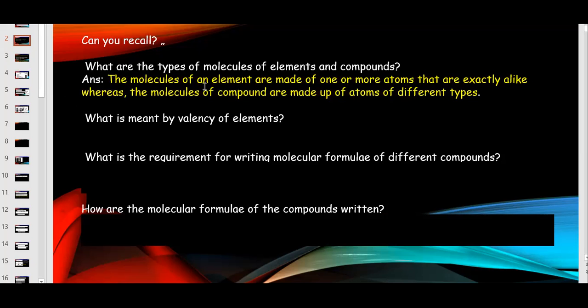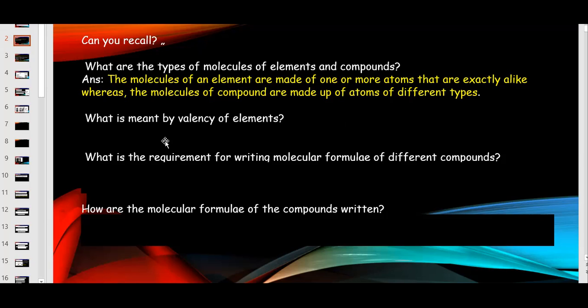The molecules of an element are made of one or more atoms that are exactly alike. In a molecule of an element, there is more than one atom, and they are alike. Whereas the molecules of compounds are made up of atoms of different types. When we say molecules of a compound, they are made up of different atoms of different types. But when we say molecules of an element, they are one or more atoms of the same type. That's why it is written exactly alike. That's the difference.